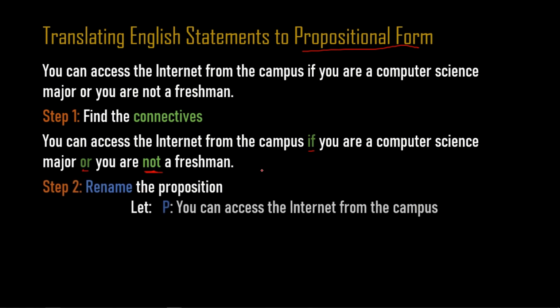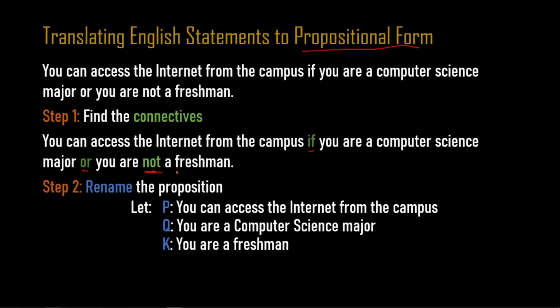So we can say that this statement is statement P, this statement is statement Q, and for our last statement, since negation is the opposite of a statement, we can rename this statement with you are a freshman, since this statement is the opposite of the given statement. And we can represent this statement with propositional variable K. So we now know the logical operators to use and we have the propositional variables. We can now arrange this.